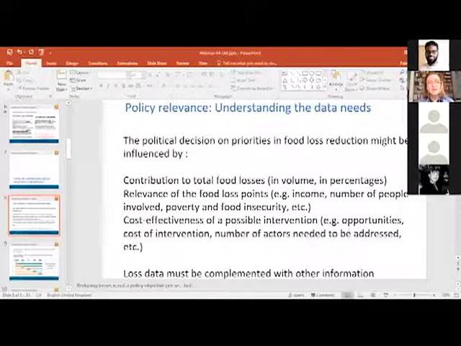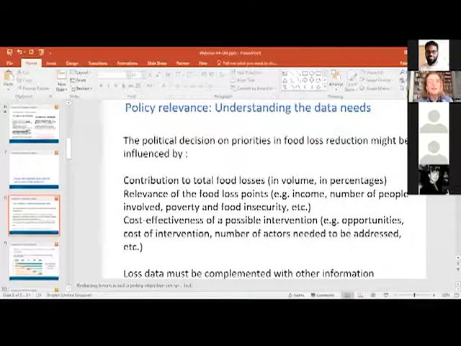Like Rosa said, food losses are not necessarily a policy objective per se, but they serve other policy objectives. So it is important to understand what the political decisions are and what the priorities are on food loss in terms of where they occur in volume, in percentages, how relevant the food loss points are, maybe because they concern a very large number of smallholders or households, and the cost effectiveness of a possible intervention, maybe because in front of a small intervention cost, there is a very high benefit. And so that is going to be a priority area for intervention.